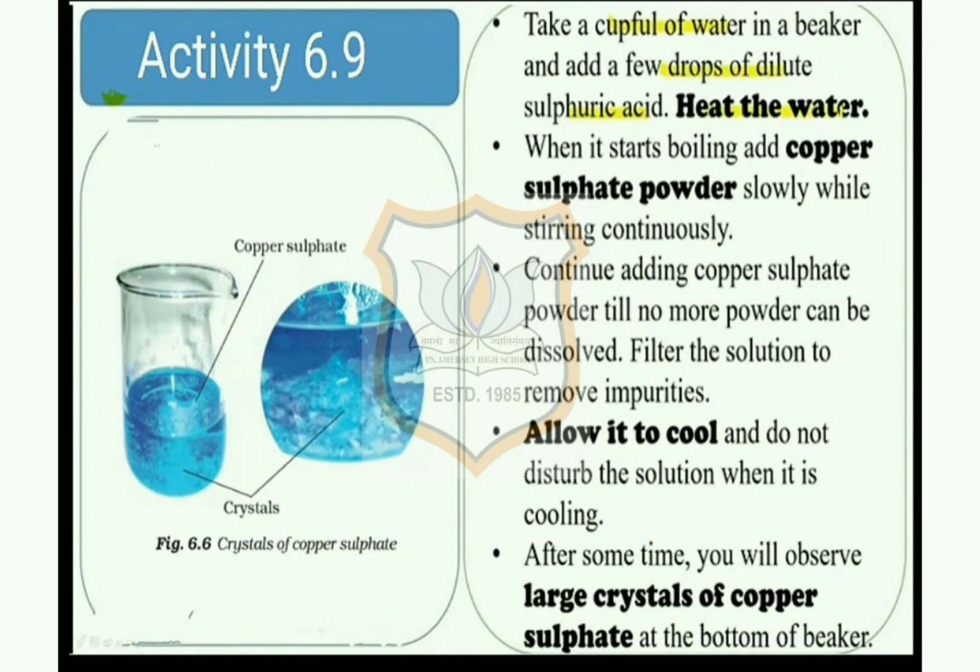Now we will discuss activity 6.9. Take a cup full of water in a beaker and add a few drops of dilute sulfuric acid. Heat the water. When it starts boiling, add copper sulfate powder slowly while stirring continuously. Continue adding copper sulfate powder till no more powder can be dissolved. Filter the solution to remove impurities. Allow it to cool and do not disturb the solution when it is cooling.